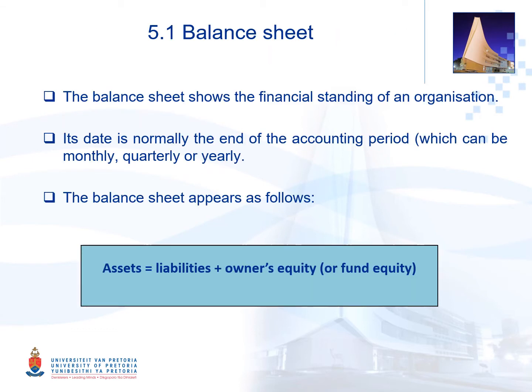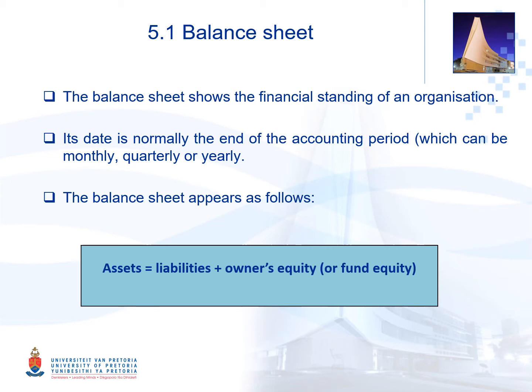The balance sheet shows the financial standing of an organization at a particular time. Its date is normally the end of the accounting period, which may be monthly, quarterly, or yearly. In written notation, the balance sheet appears as follows: assets equal liabilities plus owner's equity or fund equity.